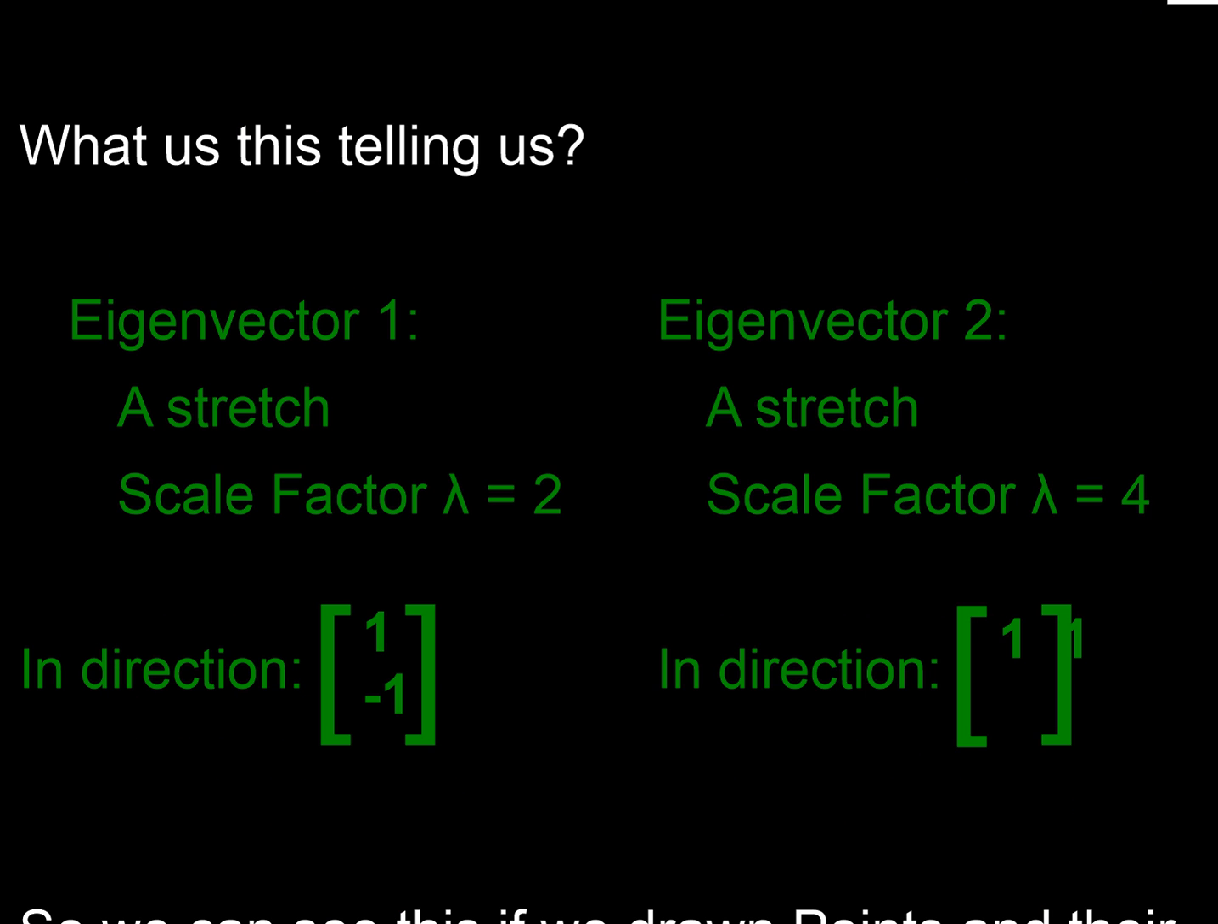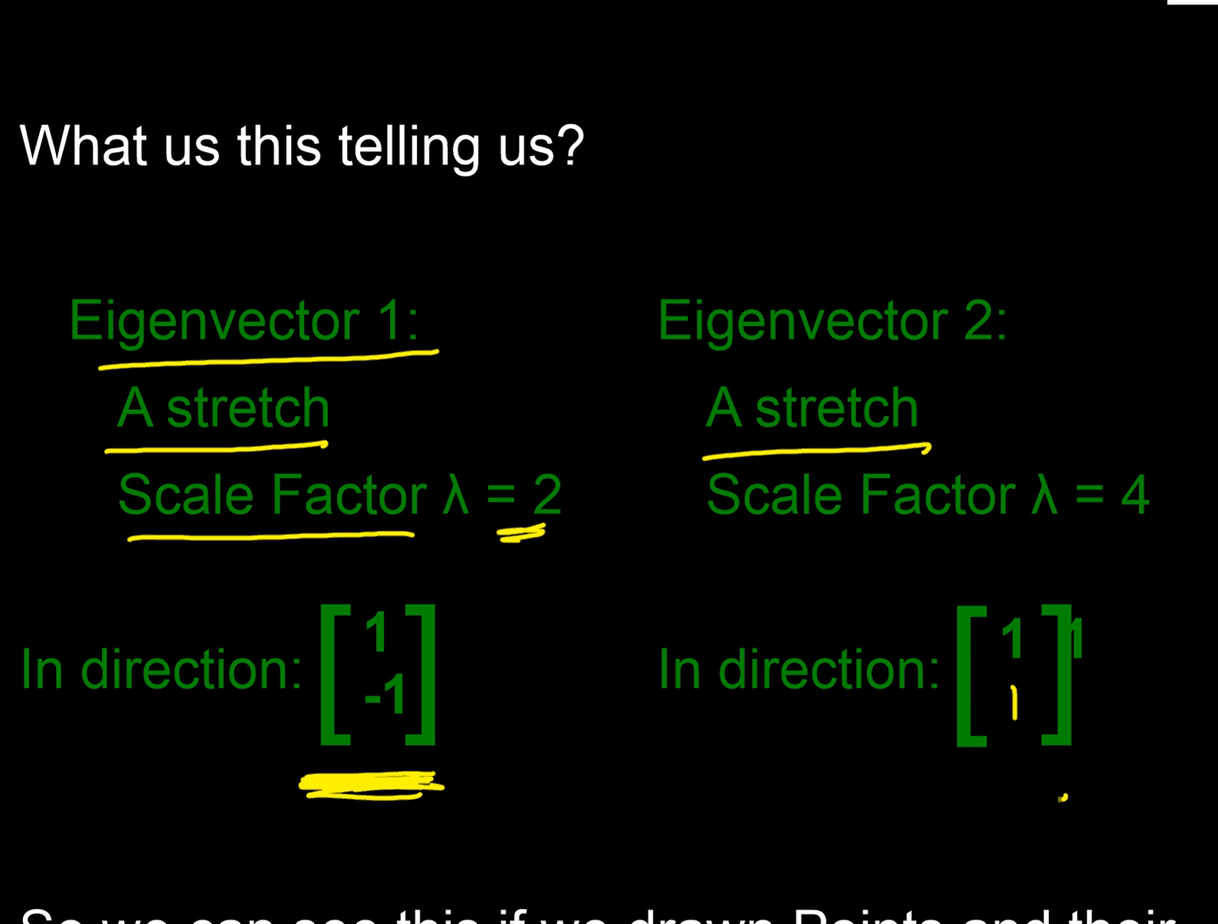Okay, what's this actually telling us? Well, eigenvector 1 is telling us that in the direction of this vector 1, minus 1, there's a stretch with scale factor 2. And this matrix also has a second effect: in the direction of this second eigenvector, 1, 1, there's a stretch with scale factor 4.